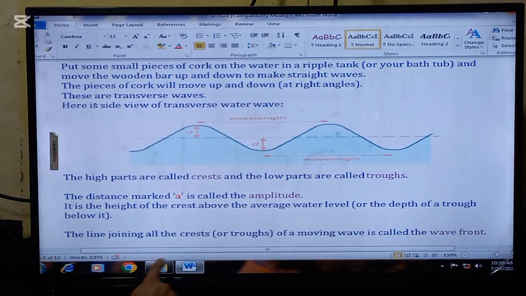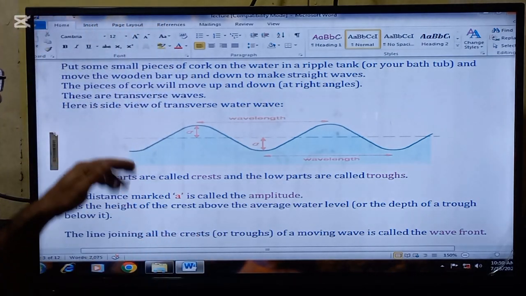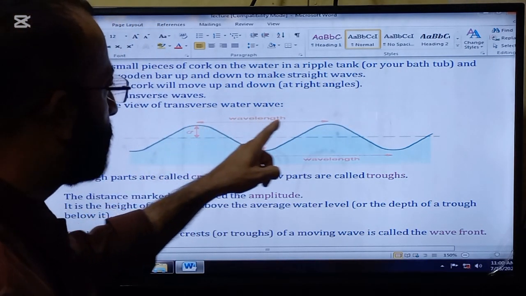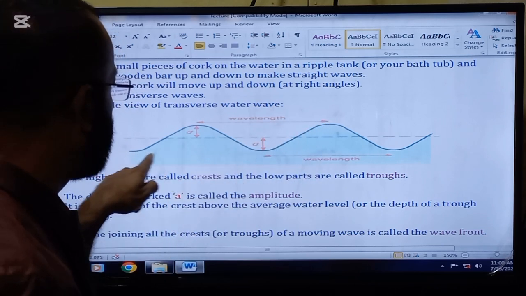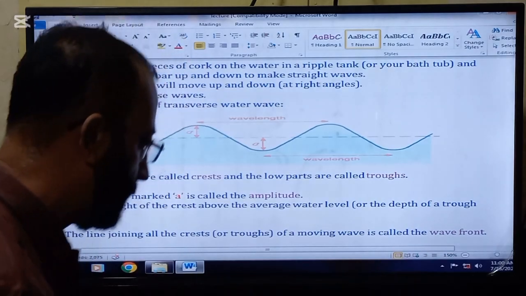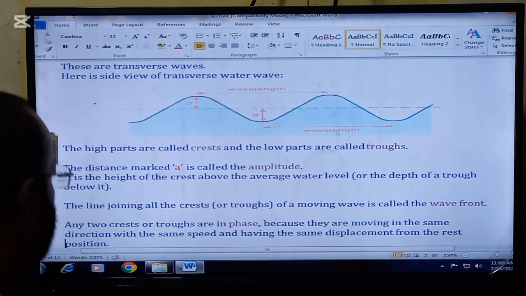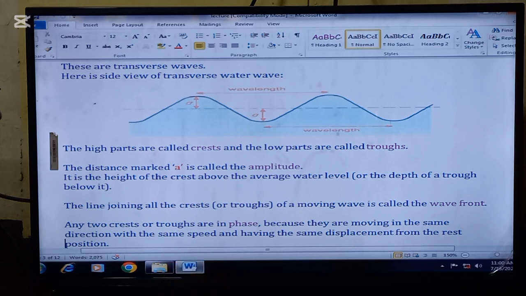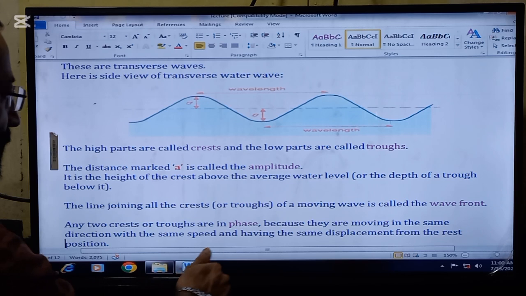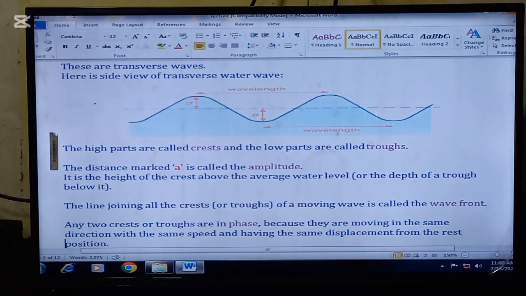The line joining all the crests or troughs of a moving wave is called wavefront. So if we join with a straight line all the highest parts of the wave or all the lowest parts of the wave, that will be called wavefront. Any two crests or troughs are in phase because they are moving in the same direction with the same speed and having the same displacement from the rest position.